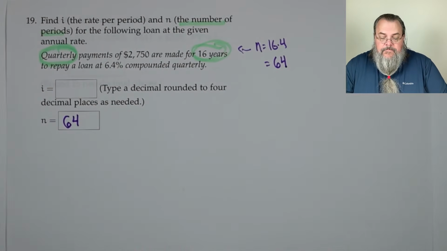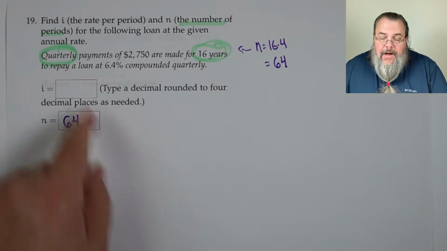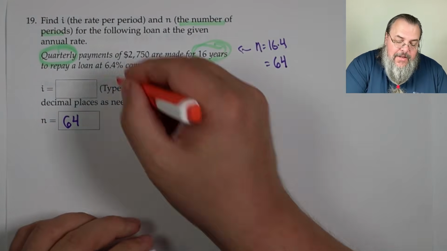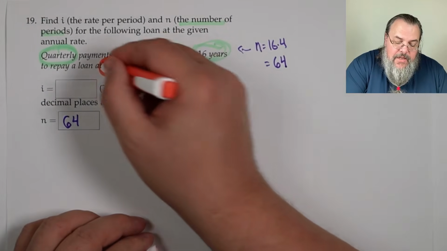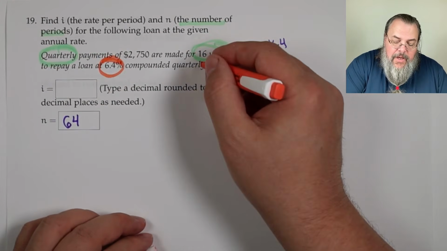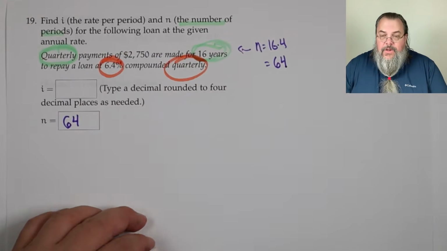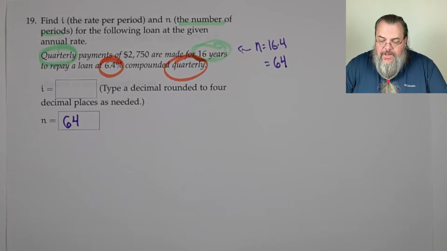Now, we have to do I. Okay, so how do you find I? Well, you look at the 6.4%, and then you say, okay, but wait, you go back to quarterly. It's compounded quarterly. Okay, so what does that mean?